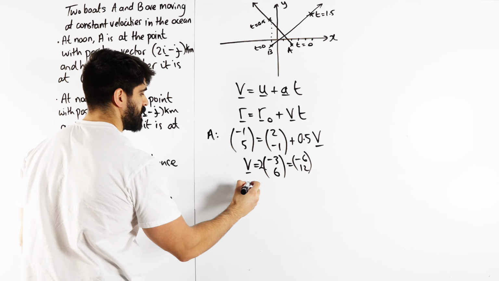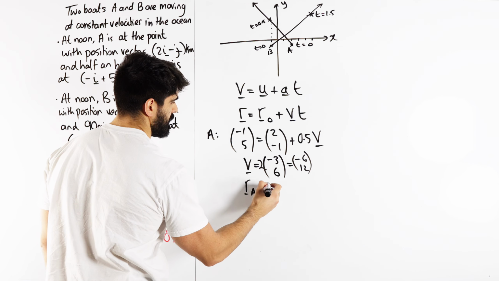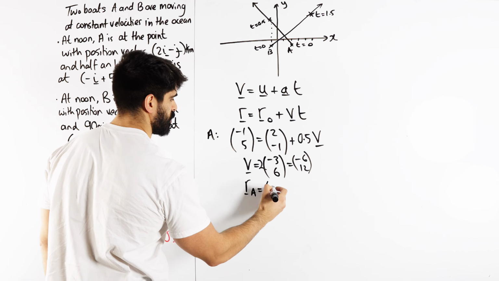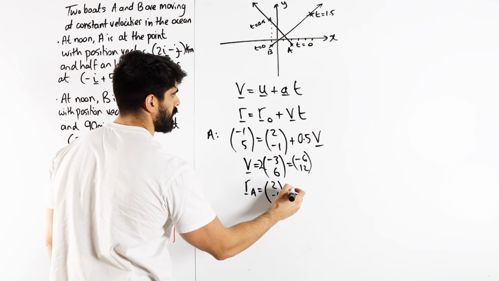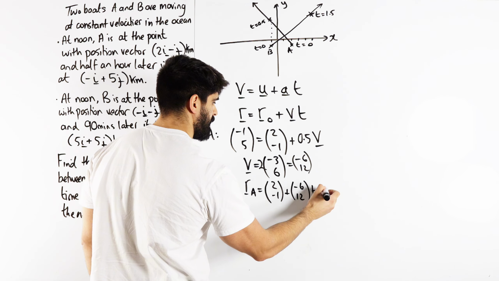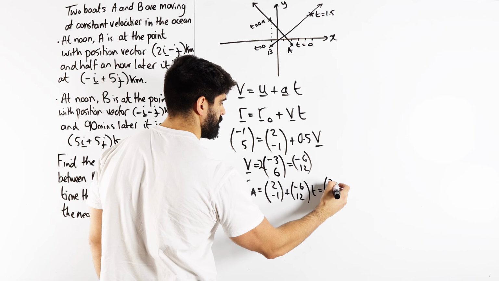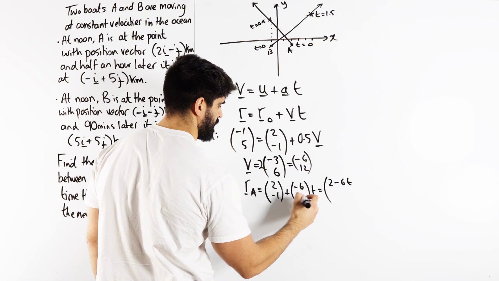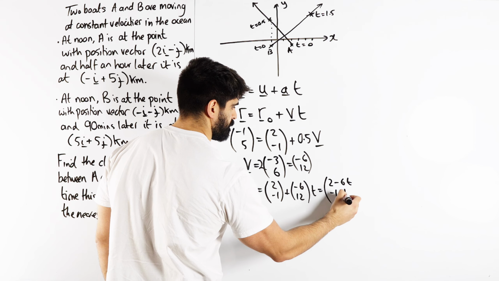So the general position of A is where it started, which is 2, minus 1, plus the velocity, which is this, over time. Now for this kind of stuff, guys, we like to combine them. So 2 minus 6t and -1 plus 12t.